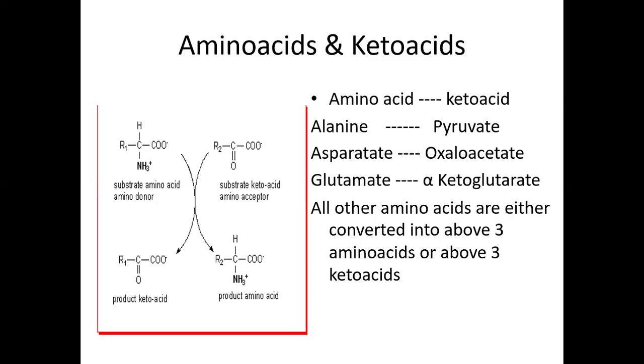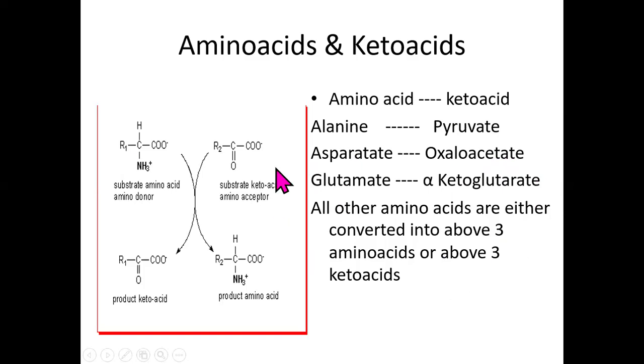So if you look at now these amino acids and their corresponding alpha keto acids, or carbon skeletons. For alanine, when the amino group is removed, the alpha keto acid or carbon skeleton that remains is called pyruvate. For aspartate, when the amino group is removed, you have oxaloacetate. So we have the amino acid on the left and the alpha keto acid or carbon skeleton on the right. For glutamate, you have alpha ketoglutarate. All other amino acids are converted into one of these three alpha keto acids.